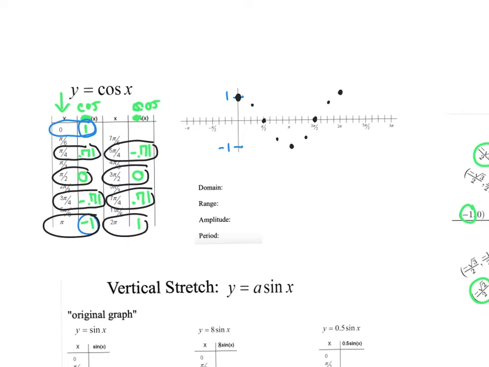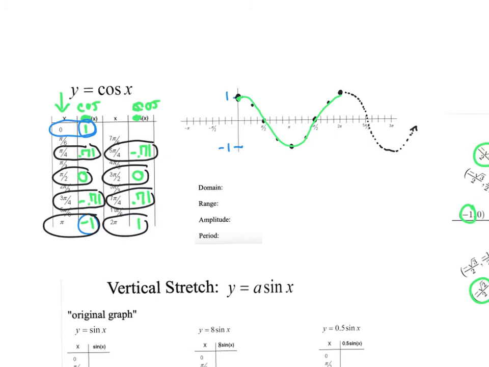And again, if I continued going around the unit circle, I would end up seeing the same thing happen, where I would go down and I would turn and start coming back up, and it would just keep going. So my period is going to be from right here to right here. After that, it starts repeating itself again. This is our basic cosine graph.